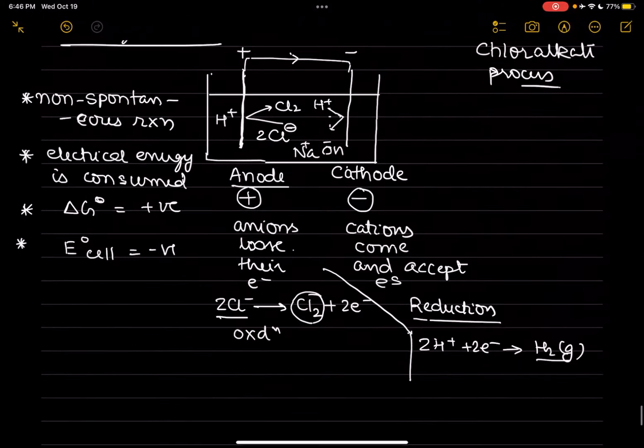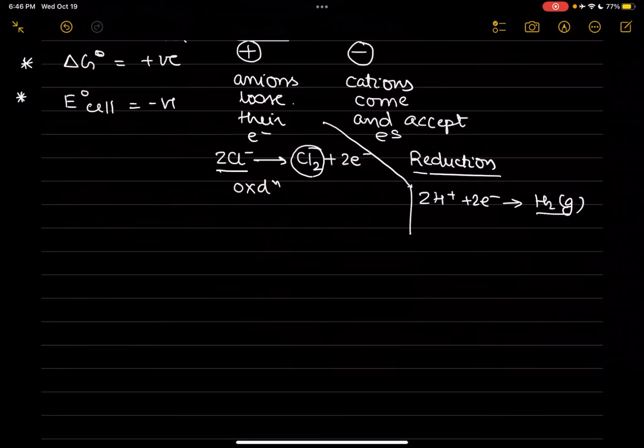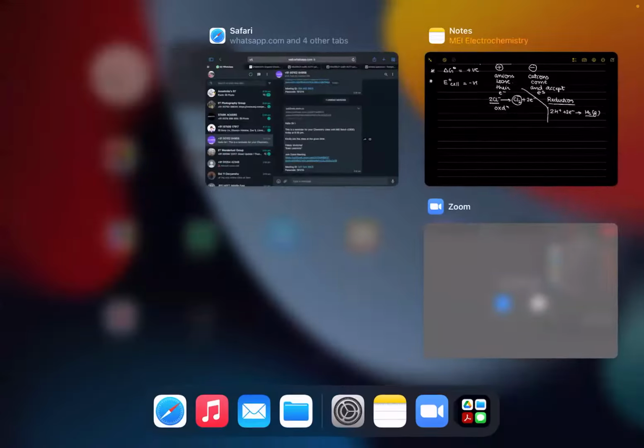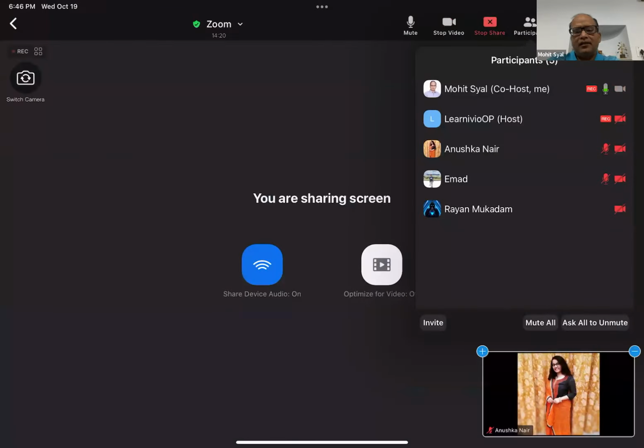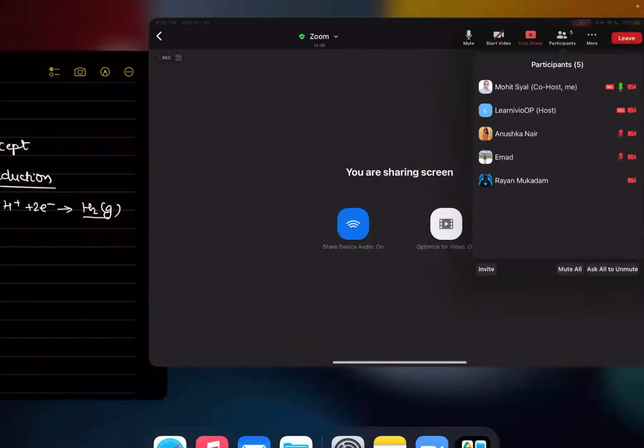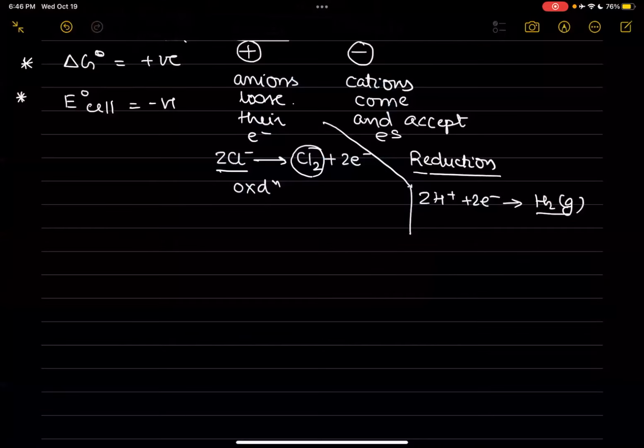Now, other examples which all of you must have studied is the electrolysis of water, which you must have studied in your junior classes. If you do the electrolysis of water, you get hydrogen and oxygen. That is a breakdown of water.